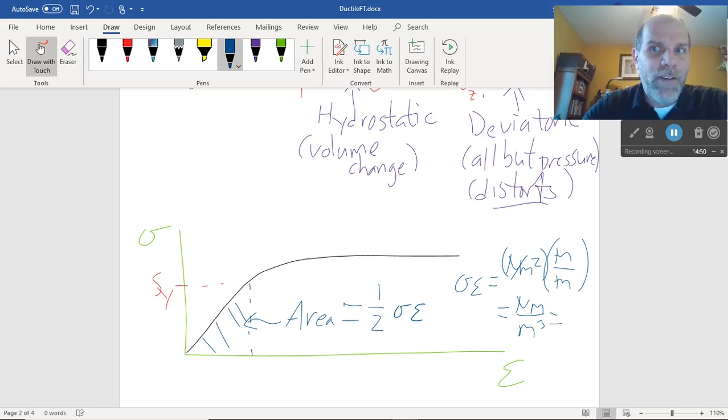Because work's force times distance. Work's a form of energy. Newton's a force. Meter's a distance. That area under the stress strain curve is just energy per unit volume. When I stretch something, I'm going to go into my desk drawer here because I have something that I can demonstrate this with, right? When I stretch something, I put energy into it.